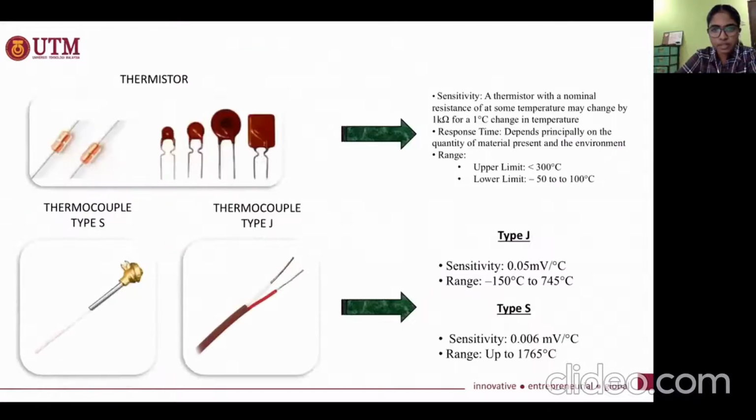The next one is the thermistor, where the nominal resistance at some temperature may change by 1 kilo ohm for a 1 degree Celsius change in temperature. They have two range limits, an upper limit and a lower limit. The last one is the thermocouple, where we have type S and J. The difference will be in the sensitivity and also the range.